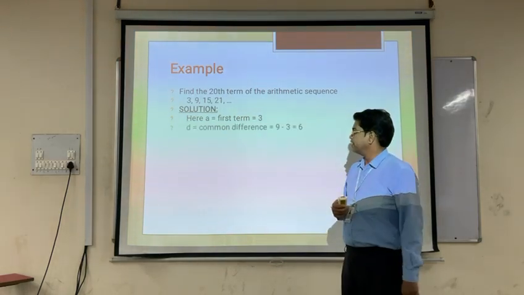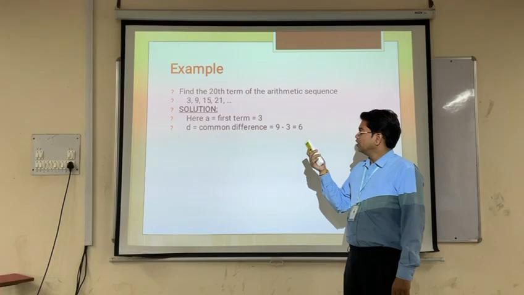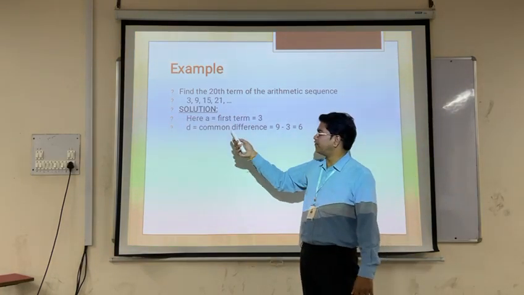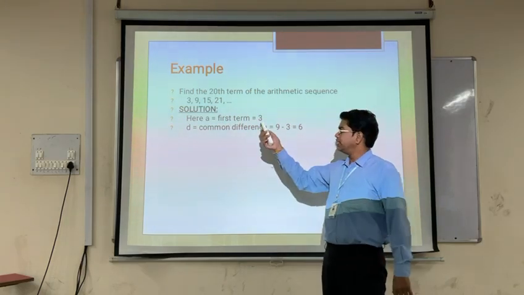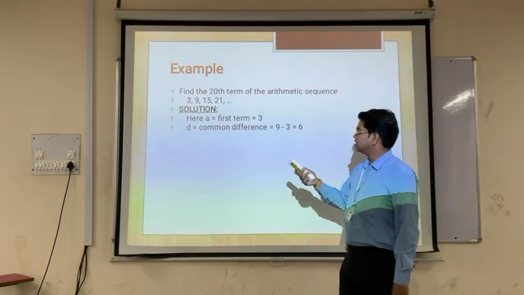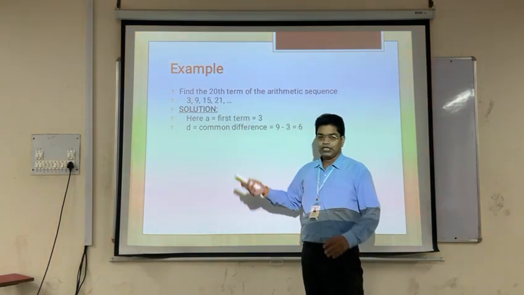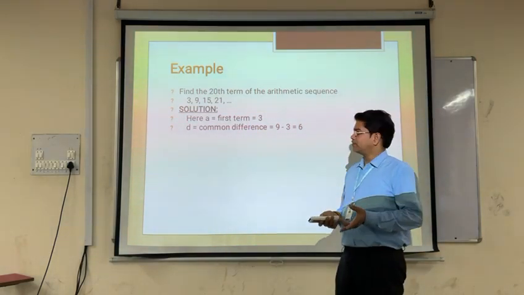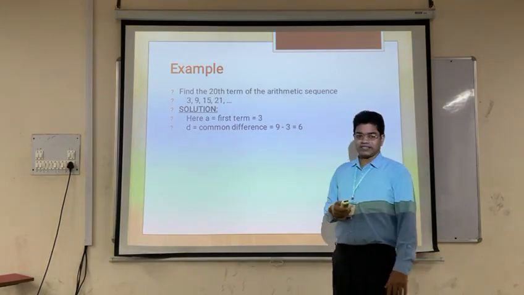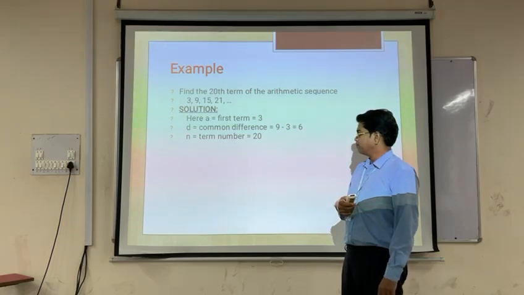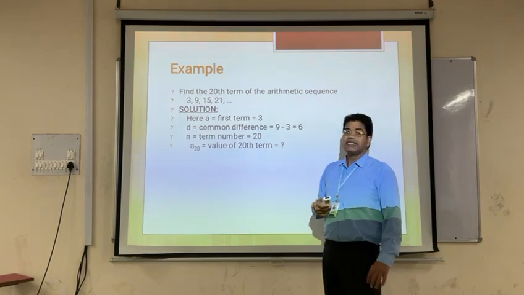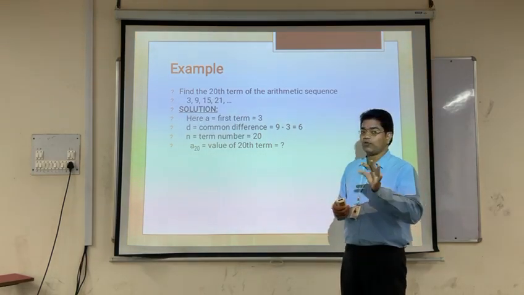What is my D? You take any two consecutive terms and see the difference. If you take the first two terms, what is the difference? 9 minus 3, 6. Then you take another two terms. What is the difference? Again 6. So my common difference is 6 and the first term is 3. Now we are asked to find the 20th term. That is, we are asked to find A suffix 20.